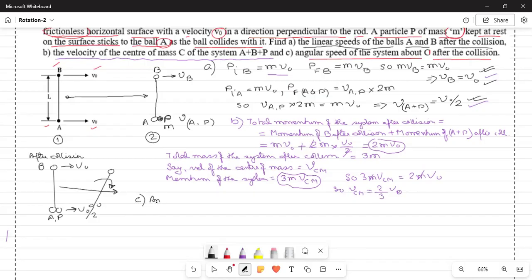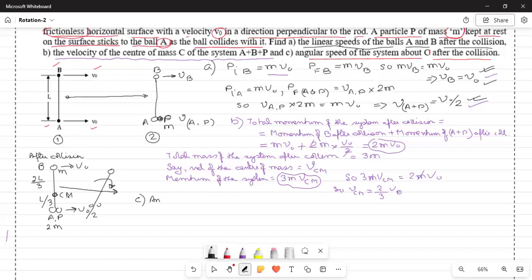Oh, by the way, where is the center of mass? Here it is M and here it is 2M. So obviously the center of mass is here, where this part is 2L by 3. You need not do calculations of the center of mass. It is very obvious from the diagram itself, right? So this is the center of mass.